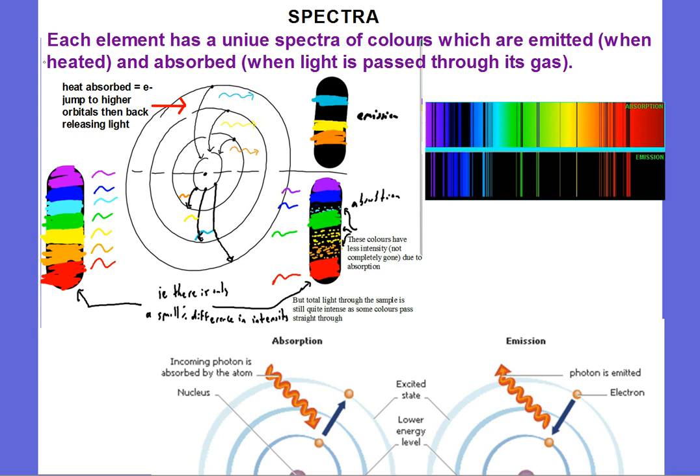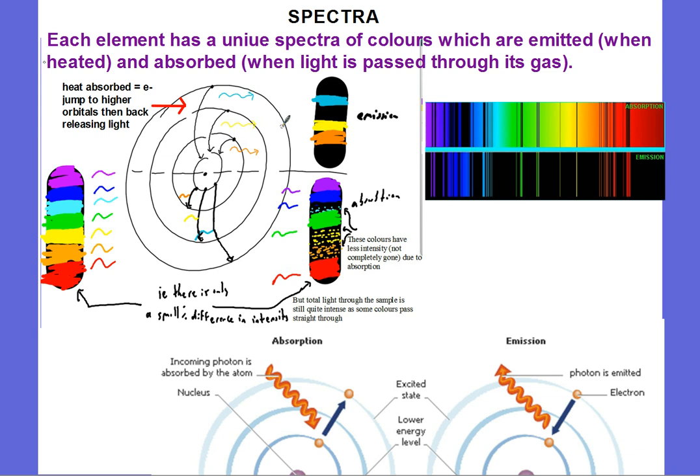And the first thing we need to know is that each element has a unique spectra of colours which are emitted when the atoms are heated and absorbed when light passes through its gas. And we didn't know the origin of these spectra, and the origin comes from the fact that every atom has a unique arrangement of electrons and therefore a unique arrangement of electron energies.